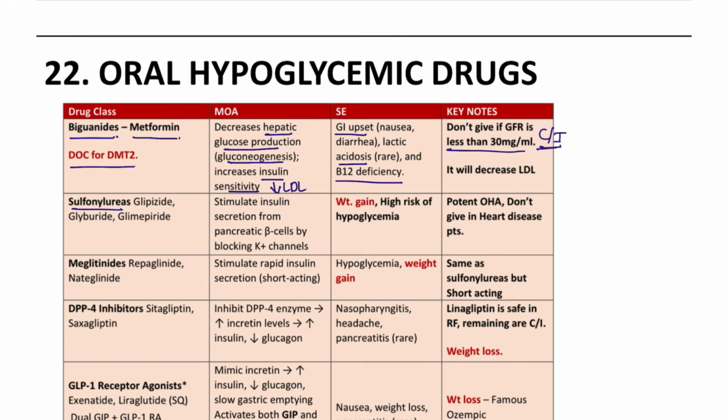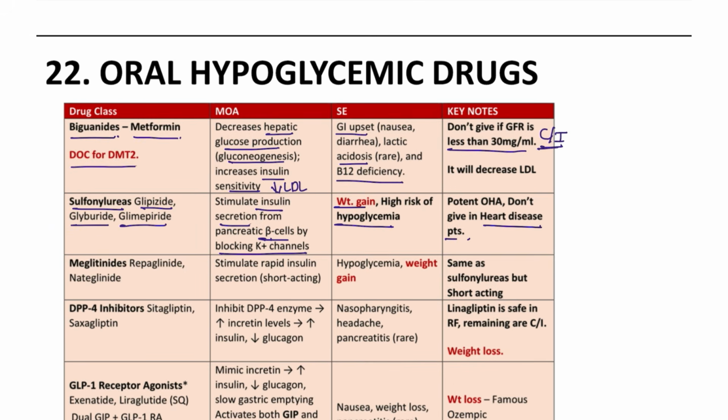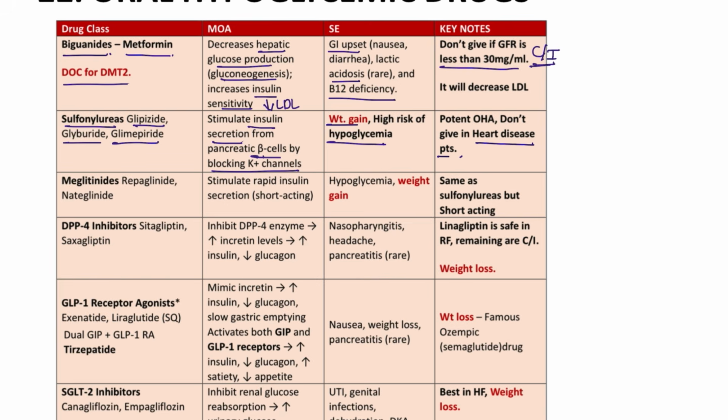Next, sulfonylureas: glyburide, glimepiride, glipizide. This drug is going to block the potassium channel so that the insulin secretion will be increased in the beta cells. But it is a very potent cause of hypoglycemia. Weight gain is also associated. So that is why it is contraindicated in patients with heart disease. Next, meglitinides have the same condition, but they are short acting compared to the sulfonylureas.